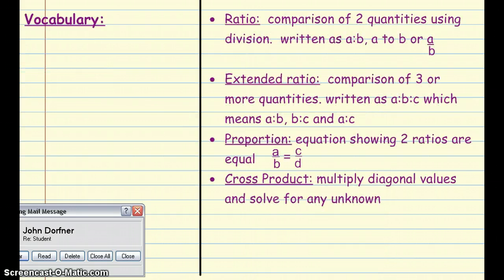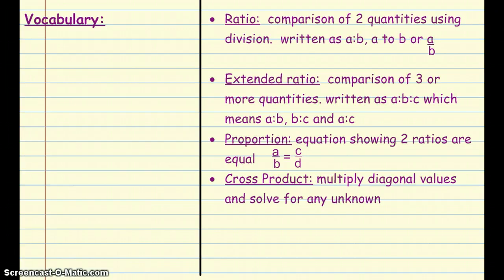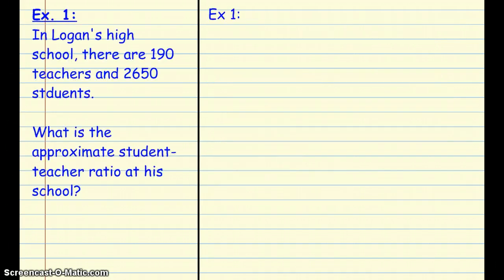So just a few vocabulary terms. The first one is a ratio, and that's where we compare two quantities. We can either write it using a colon, the word "to", or as a fraction. Then we've got extended ratios, which is when we compare three or more quantities, and typically we use a colon for that. Once we have ratios, we can set them up as proportions using the equal sign, and then we can use cross products, where we multiply on the diagonals, and solve for any of the missing unknowns. So let's take a look at some examples.